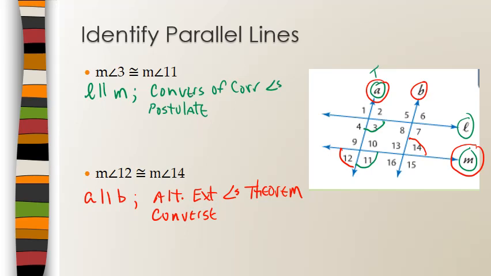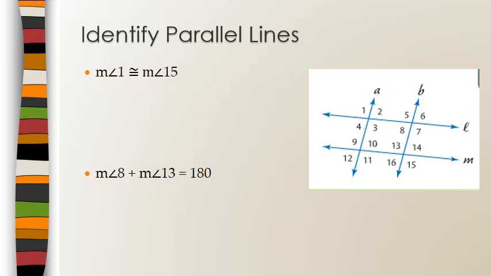Alternate exterior angles converse. If two lines in a plane are cut by a transversal, okay, my transversal is M, so that a pair of alternate exterior angles is congruent, then the lines are parallel. A and B would be parallel based upon the alternate exterior angles theorem converse. We're still going to look at a couple more.